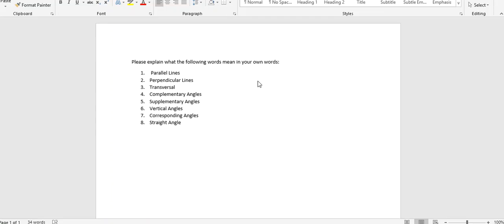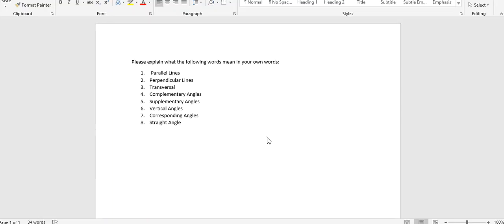So I want you to take out a piece of paper, and I want you to tell me what it means to be parallel lines, what it means to be perpendicular lines. Please explain what a transversal is. If you want to draw a picture for any of these, you can do that, okay? I just need you to explain to me what all of these things mean. Number 4, complementary angles. Number 5, supplementary angles. Number 6, vertical angles. Number 7, corresponding angles. And number 8, straight angle, okay?